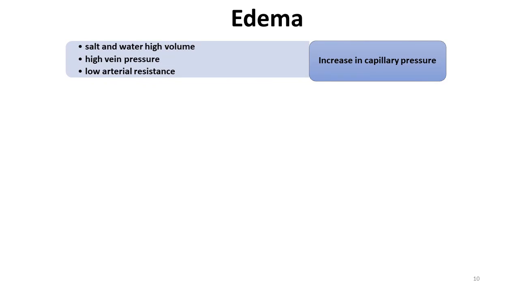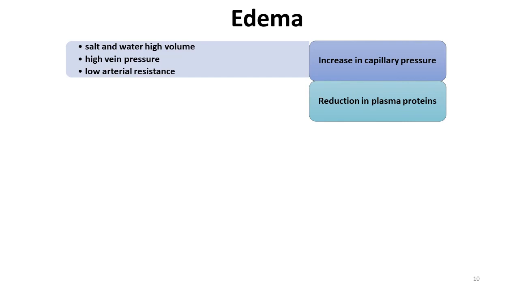If capillary filtration is not in a stable and physiologic situation, and the lymphatic system couldn't do its job, we can see edema in our body. Here I listed the reasons of edema in our body. First of them is increasing capillary pressure. Increasing capillary pressure because of high volume of salt and water in our body, high vein pressure, and low arterial resistance could produce edema.